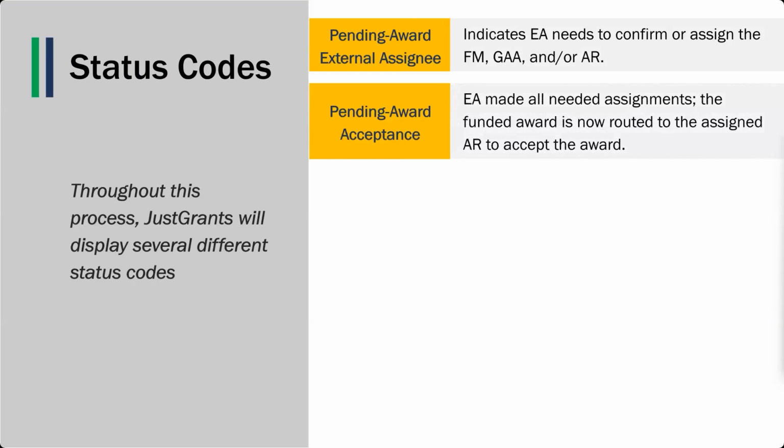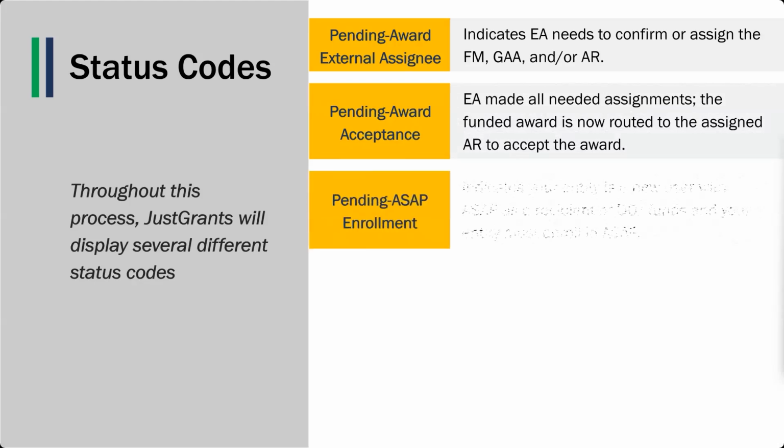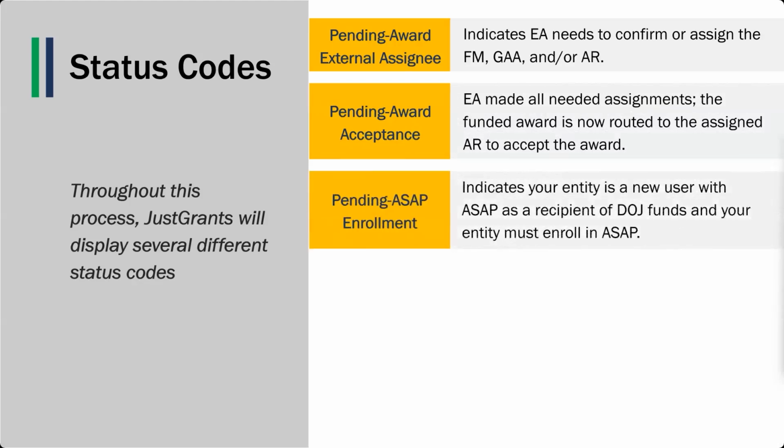Now, the next two award statuses involve action taken in another system, which is going to be your ASAP system. Many federal government agencies use ASAP, which is managed by the Treasury Department, and they use it to facilitate the drawdown of grant funds, okay? So pending ASAP enrollment indicates that your entity is a new user with ASAP as a recipient of DOJ funds, and your entity must enroll in ASAP.